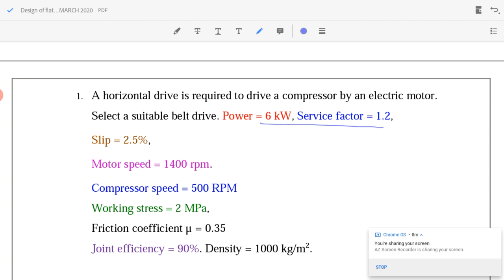Motor rotates at 1400 rpm. Compressor rotates at 500 rpm, smaller value. Working stress equal to 2 megapascal, that is the maximum stress which the belt can withstand. Mu equal to 0.35. Joint efficiency equal to 90%, and density equal to 1000 kilogram per meter cube, that is the density of the belt material.